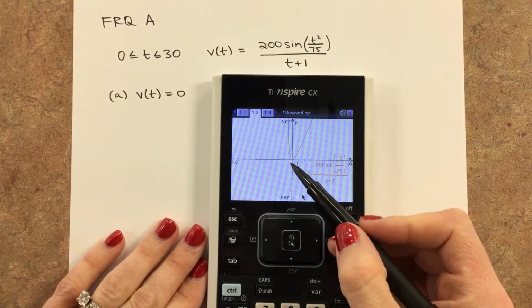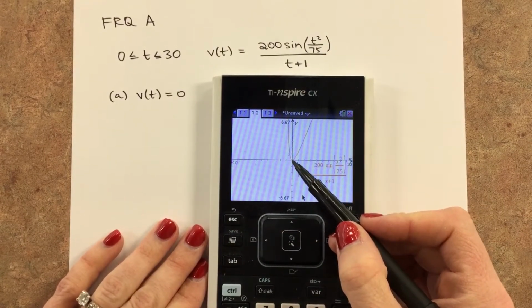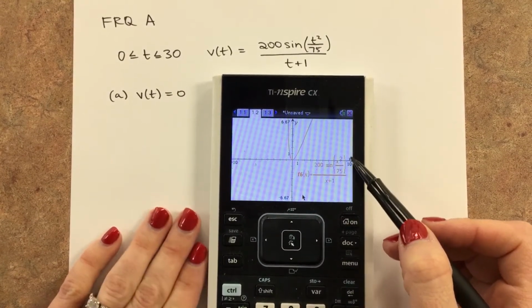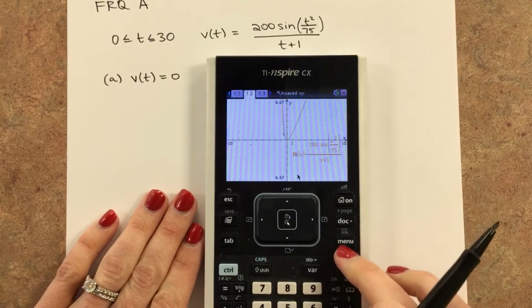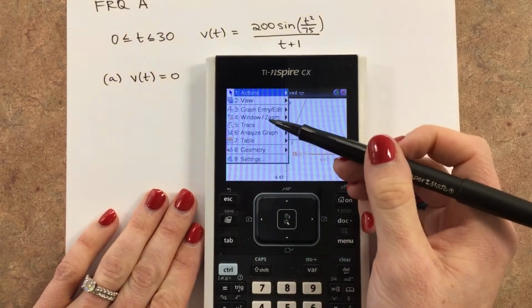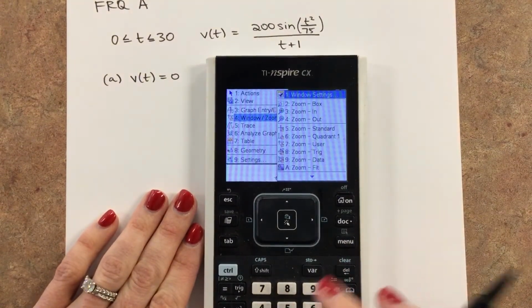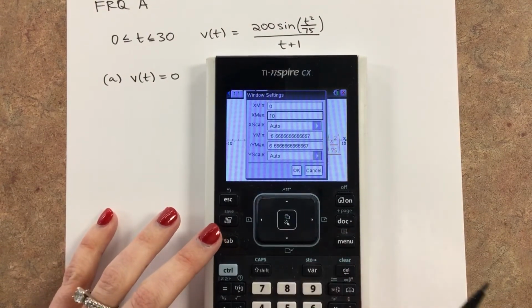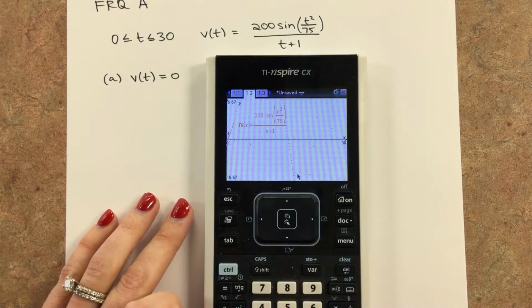So this right here is a t equals 0. And they go all the way from 0 to 30. So my window right now is only going up to 10. So if you're working with an Inspire, over on the menu here, there is a menu that we can change the window to whatever we want. So I always just like to do window settings. So we're just going to change it to 0 to 30, just like the problem has set up. And now let's graph again.